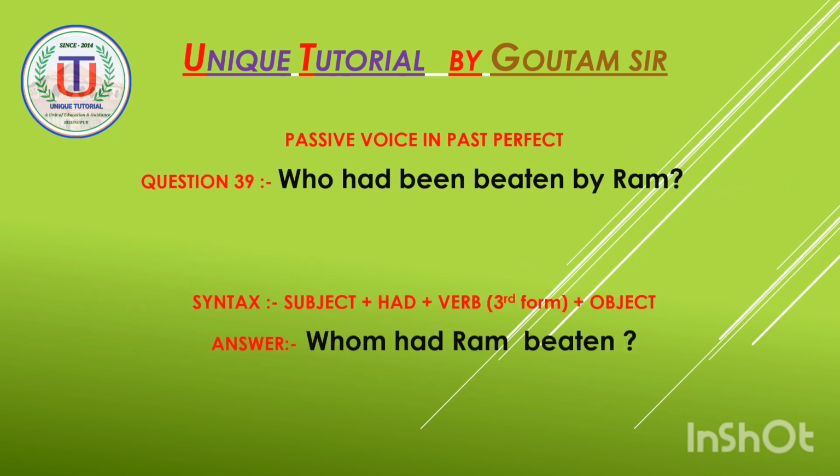Next question: who had been beaten by Ram? The sentence is in passive voice in past perfect. So the syntax in active voice will be subject plus had plus verb third form plus object. According to the structure, the answer will be: whom had Ram beaten?